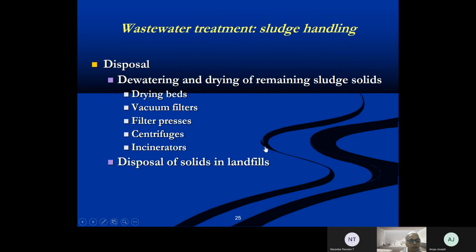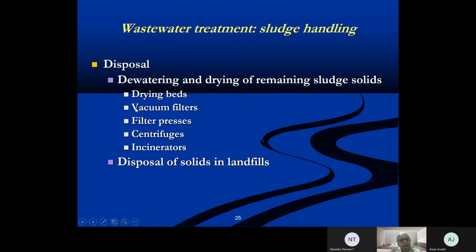So for that, there are several things that are necessary. The first thing that is necessary is to remove the water from the sludge. So dewatering and drying of the remaining sludge solids is the first thing. There are several ways it can be done. You can use drying beds. So you allow the wastewater that is there, it will have a high amount of solids. These drying beds can be layered with sand or gravel at the bottom, and the sludge comes in at the top, and the water is allowed to evaporate. So they are called drying beds.